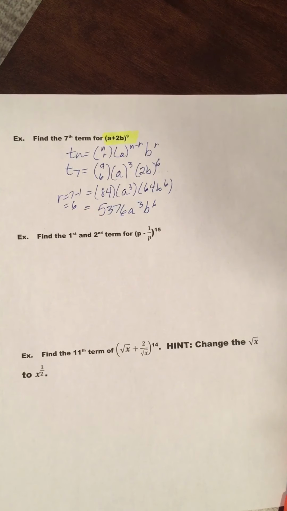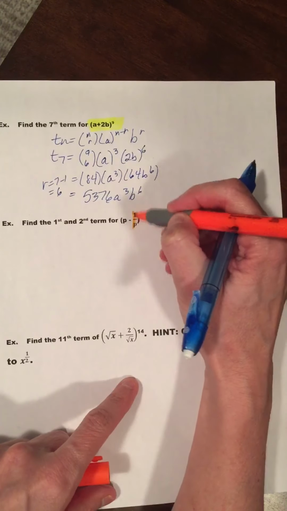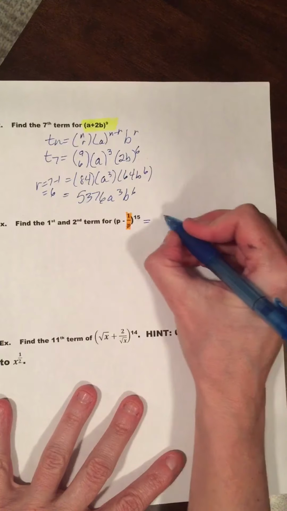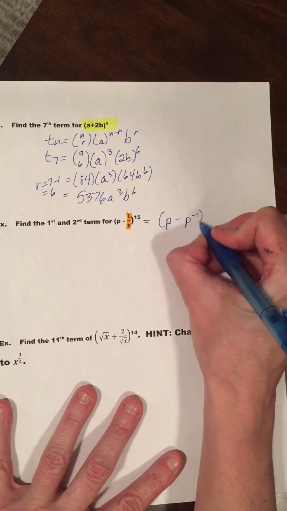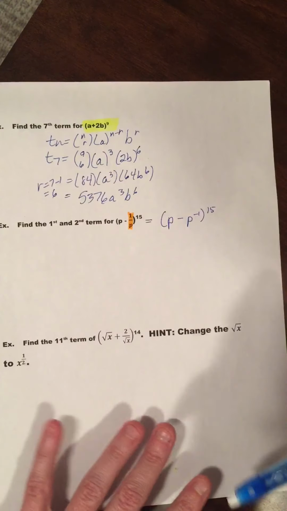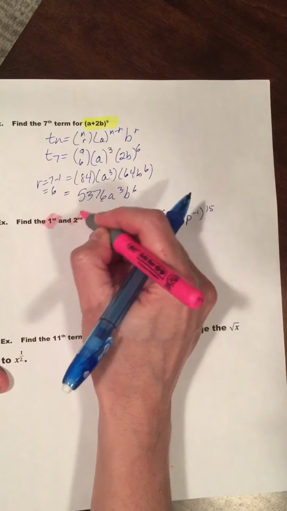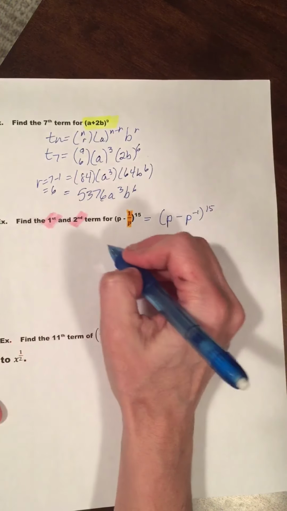Okay, so you know with any of these that we got to make them a little bit harder, right? That's always the way. So how am I going to make it harder? You've seen this before. So hold on, let's rewrite this. p minus p to the negative 1, to the exponent 15. And the example is saying, hey, could you please tell me the first term and the second term?